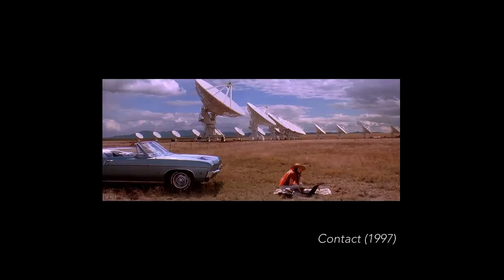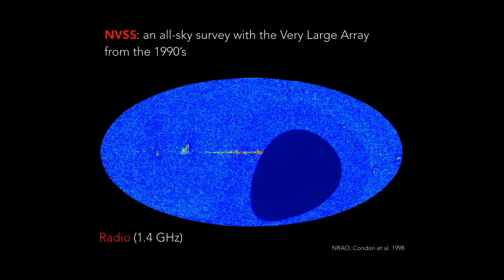Okay, so one of the coolest things that the VLA, the Very Large Array, has done is this all-sky survey, which is called NVSS. Now, astronomers love acronyms. NVSS actually stands for the NRAO VLA Sky Survey. And NRAO is the National Radio Astronomy Observatory. The VLA is the Very Large Array. So it's like an acronym in an acronym. If you hang around astronomers enough, you'll find many of these acronyms.